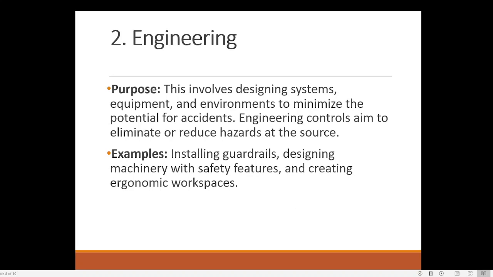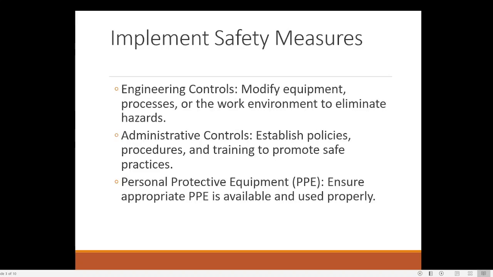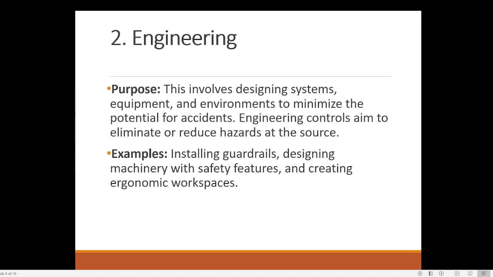Now the second E, which we have also discussed earlier: we have to design new kinds of equipment or devices that reduce the severity of an accident. This involves designing systems, equipment and environments to minimize the potential for accidents. We discussed that earlier under engineering control; the same thing is mentioned here in a different way. With engineering, we modify the equipment and our work environment so that the chance of an accident taking place is very much reduced.